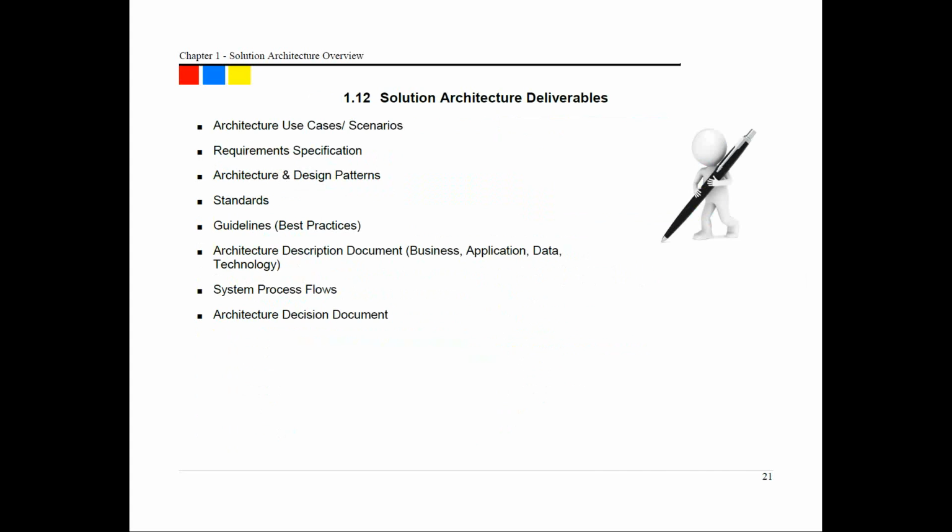Requirement specifications may be used by people involved in testing, also people involved in sponsoring the system to make sure the requirements are in there. Architecture and design patterns might be guidance for implementers. Standards or references to technical standards guide long-term interoperability or even guide general design approaches. Guidelines and best practices. We talk about guiding.